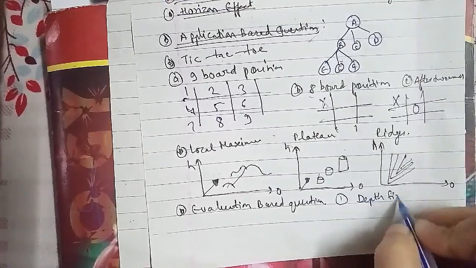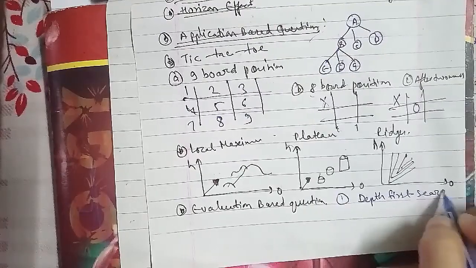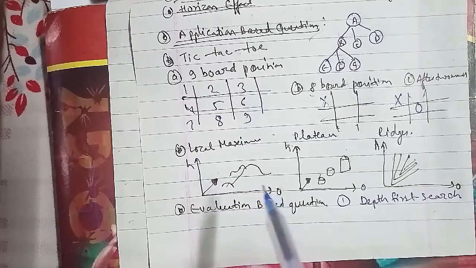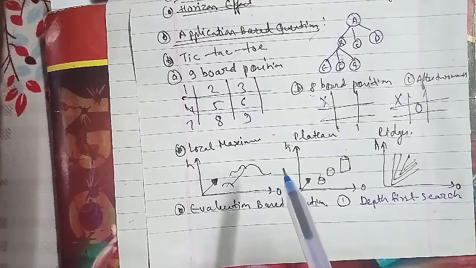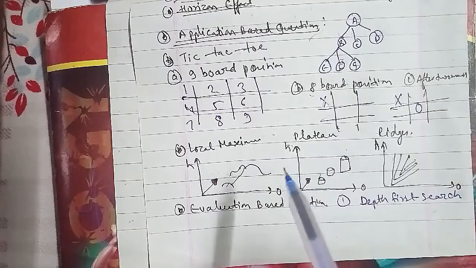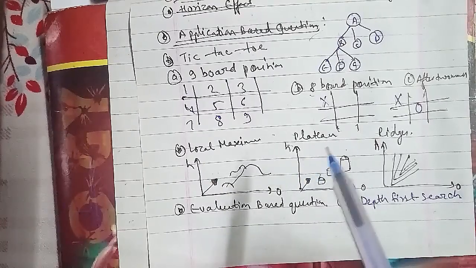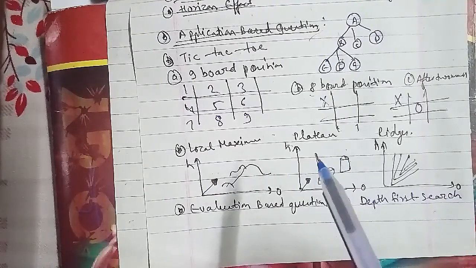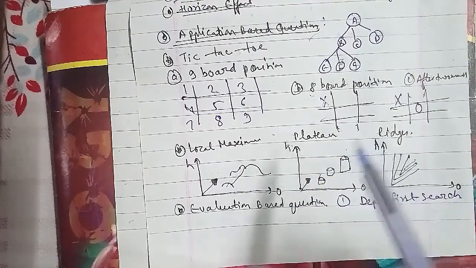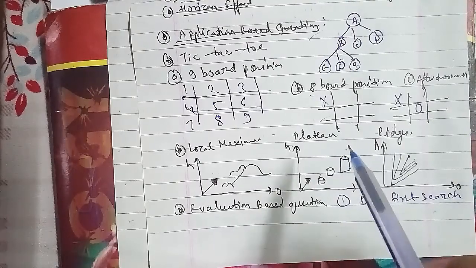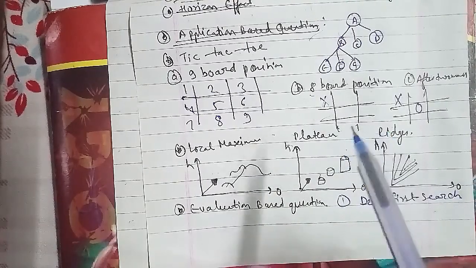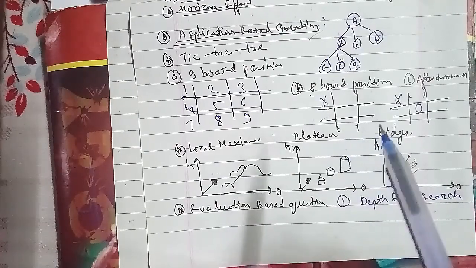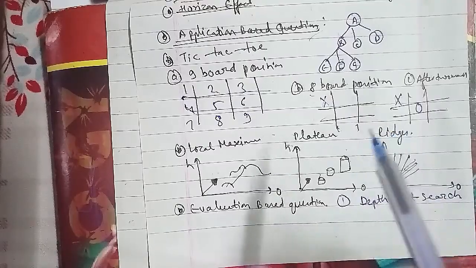The second question is: in this search the searching progresses level by level. An operator is employed to generate all possible children of a node. It has to remember every node it has generated. Name the technique. So the answer is breadth first search.